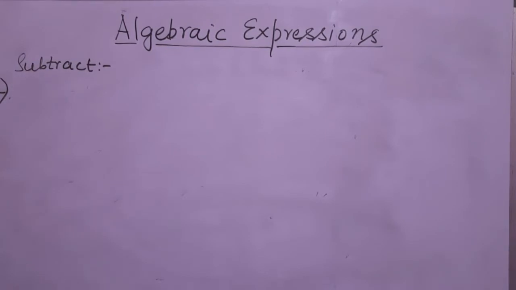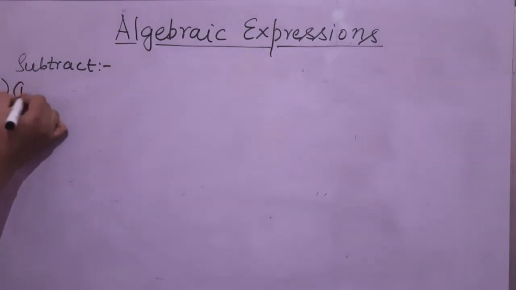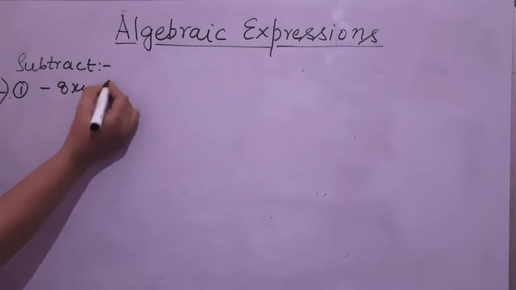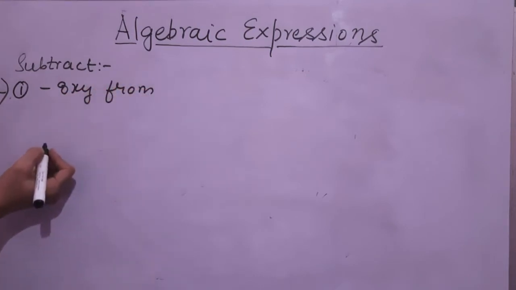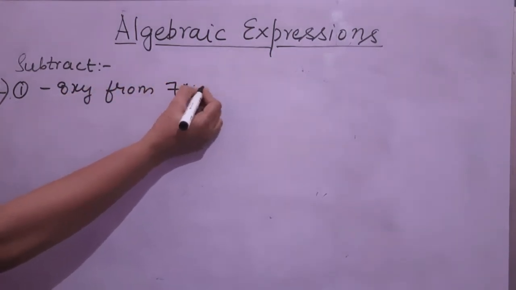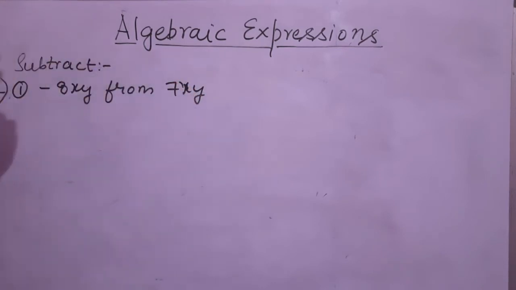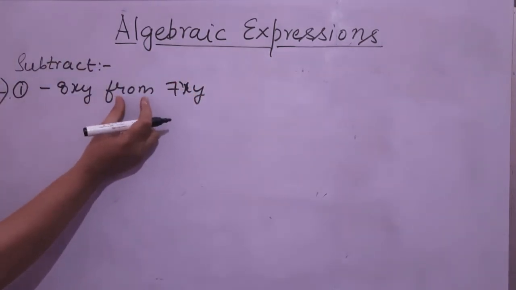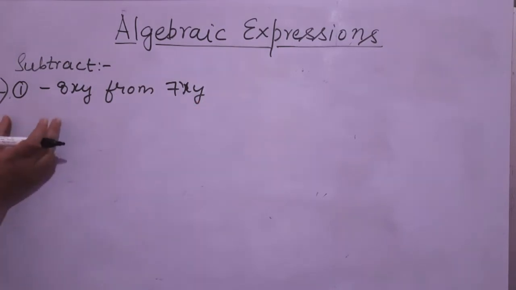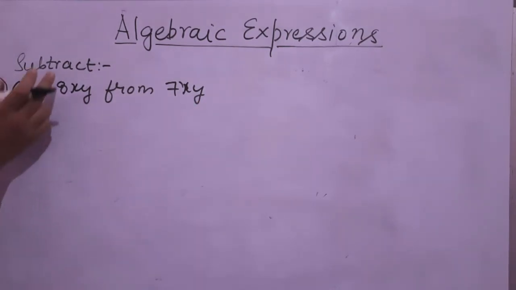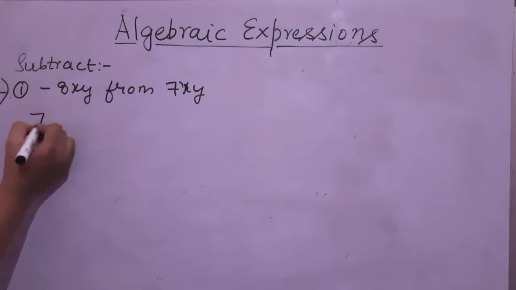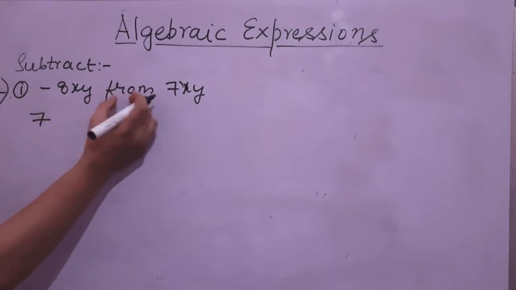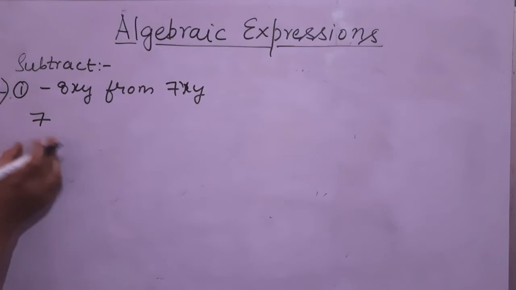Okay, question number 2 is based on subtraction of algebraic expressions. The first option is, let me write it for you, minus 8xy from 7xy. As I have already told you, anything which is written after the word from is going to come first while performing addition or subtraction. While performing subtraction, the term written after from will come first.